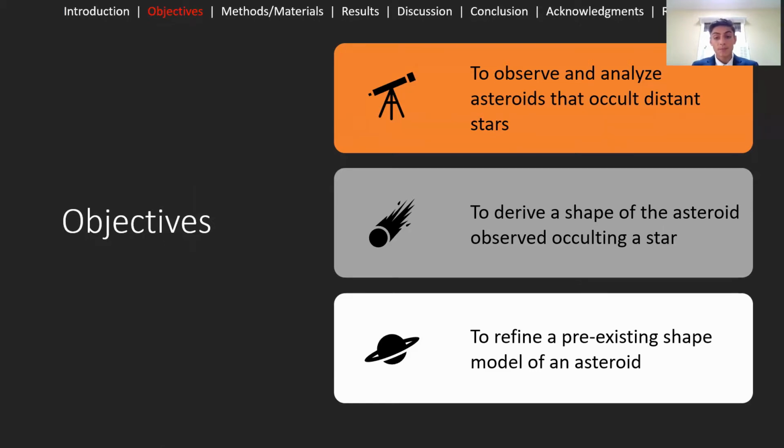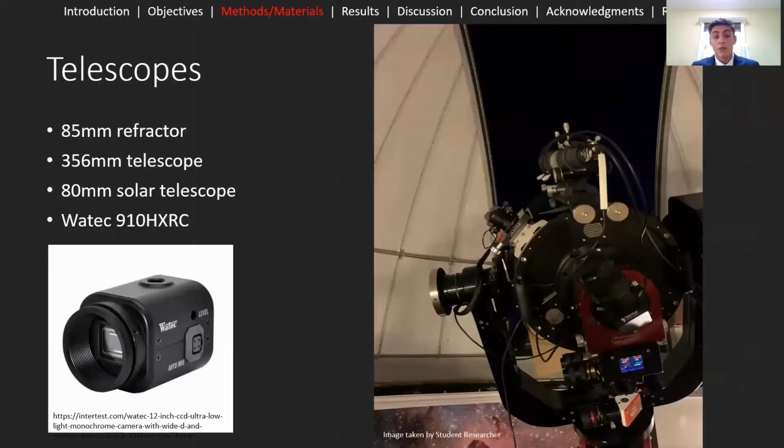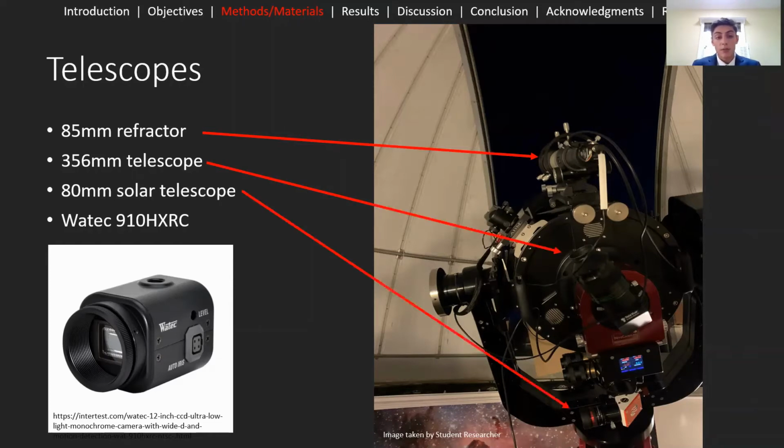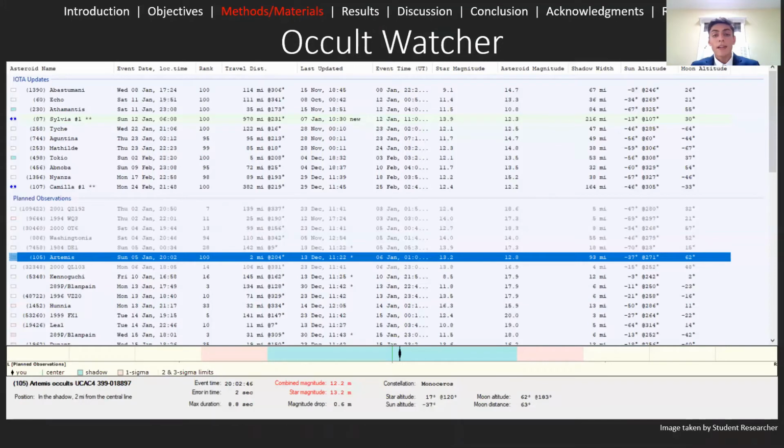For my project, I had access to three different telescopes: an 85mm refractor, seen here at the top of the image, a 356mm telescope, seen here in the center of the image, and an 80mm solar telescope, seen here on the bottom of the image. Now, for all the asteroids that I'll be presenting on today, I used the 356mm telescope. And for recording the event, I used a Watec 910HX/RC, seen here on the bottom left of the slide. Now, I use this camera because of its wide range of exposures that it can capture at, making it perfect for asteroidal occultations.